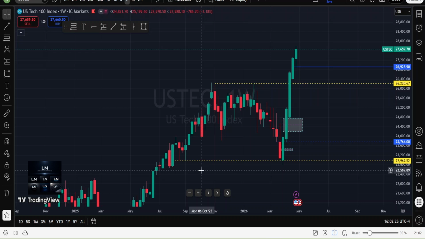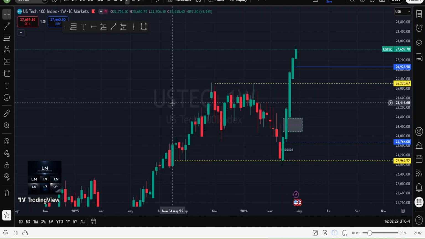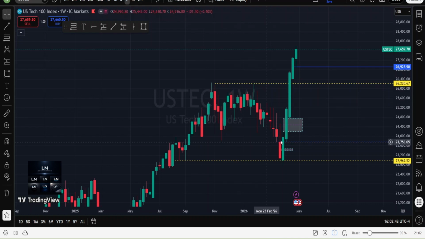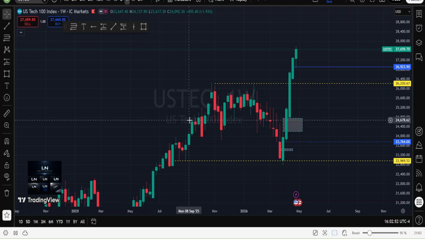Remember, we are not trying to predict the markets, we are just tracking liquidity. So this is our weekly liquidity map. As always, we're starting with USTEC, that's Nasdaq, then British Pound and EURUSD. First of all, we identify where price is positioned within our weekly and daily, where liquidity lies resting, and where price is likely to be drawn to.